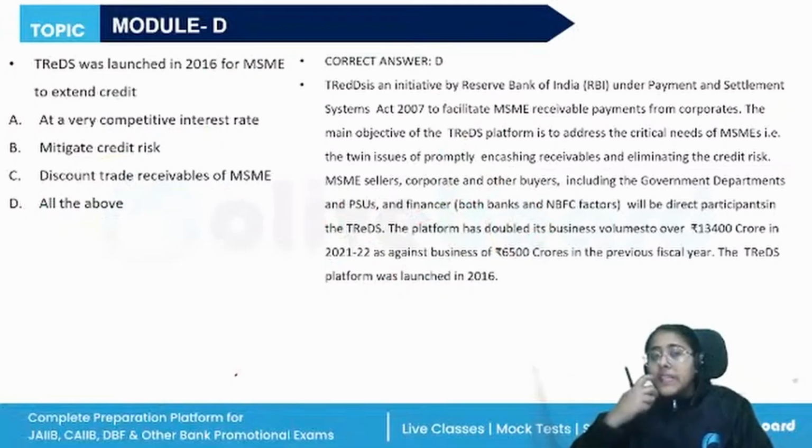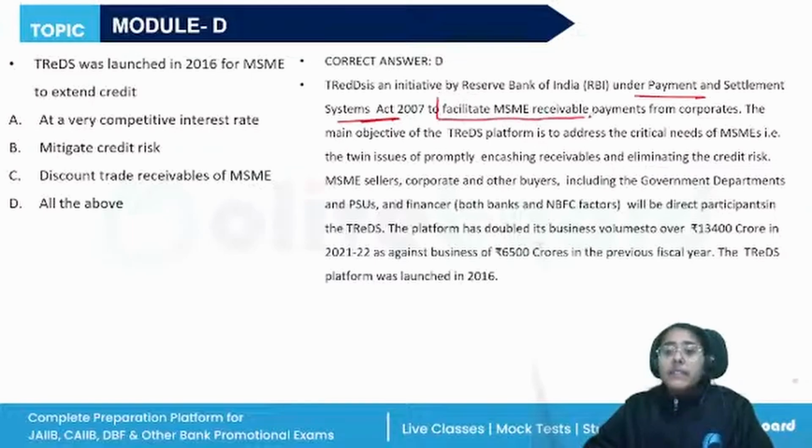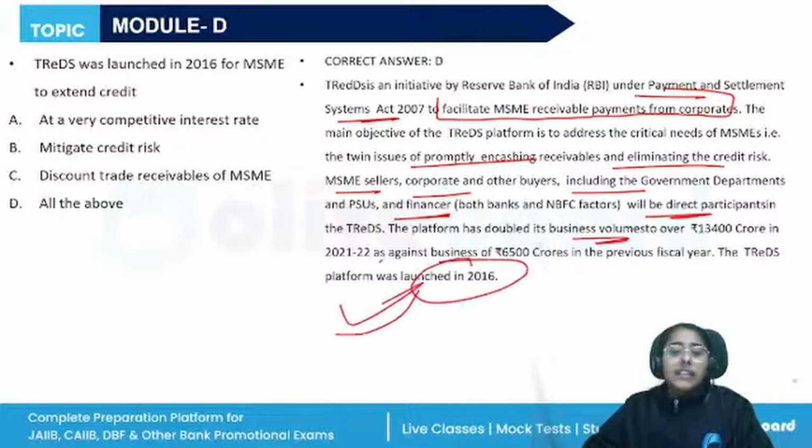So if we talk about the TREDS platform, it is an initiative by RBI under the Payment and Settlement Systems Act of 2007 to facilitate MSMEs' receivable payments from the corporates. So the twin issue of promptly encashing receivables and eliminating the credit risk. Right? The MSME sellers, corporate and other buyers, including government departments, PSUs, and financiers, will be the direct participants. The platform has doubled its business volume, and it was launched when? In the year 2016.